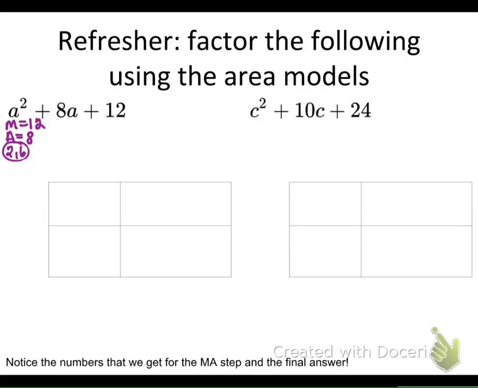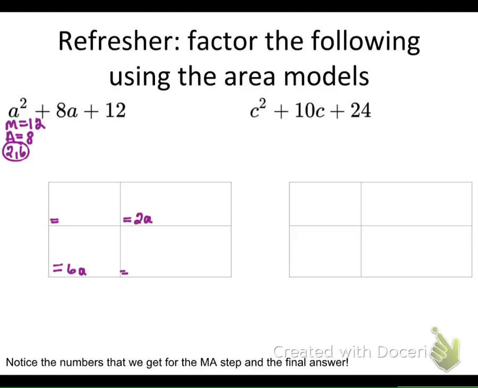All right, so what do I do with my MA? They become my what? Okay, so which one are we going to put in our top right? What variable goes with it? A. What goes in my bottom left? 6. What variable goes with it? A. Okay. And then we plug in the area for the remainder of our rectangles.